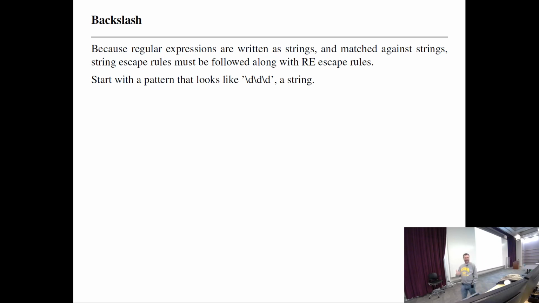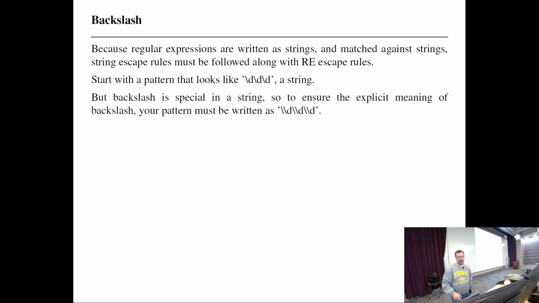So I want the d's not to be interpreted by the Python string mechanism as something with a backslash. I want that backslash to be evaluated by the regular expression. I want to delay evaluation of the backslash from the string mechanism to the regular expression mechanism. So to ensure the explicit meaning of backslash to the pattern matching engine, when I pass this string to the regular expression match, I need to escape those backslashes so that when Python reads the string, it doesn't try to interpret the backslash.